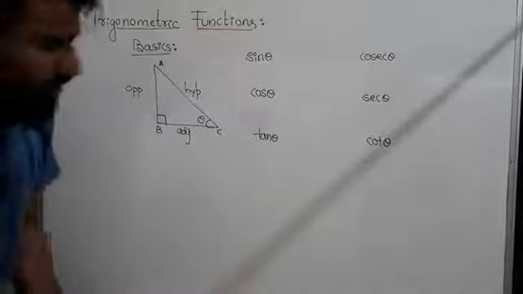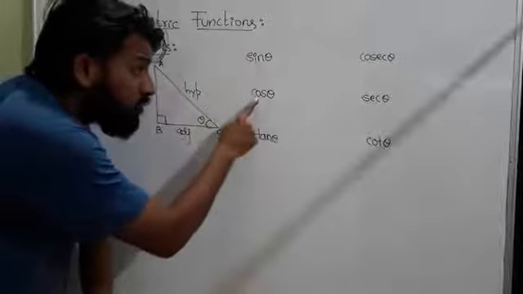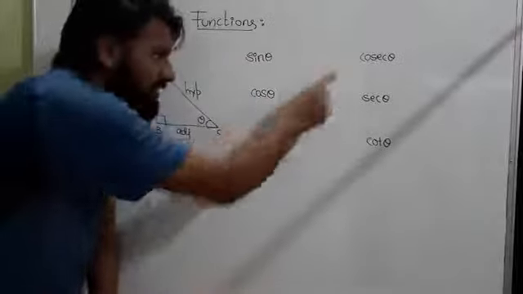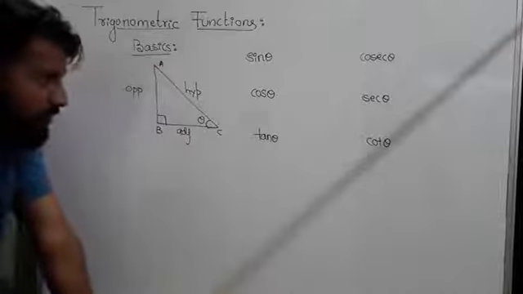Well, I think I said something wrong here. This is cosine, not cosecant. This is cosecant, this is cosine. What I mean to say is, okay.